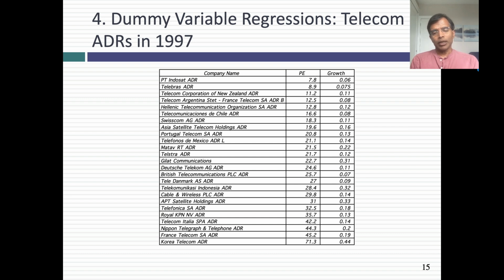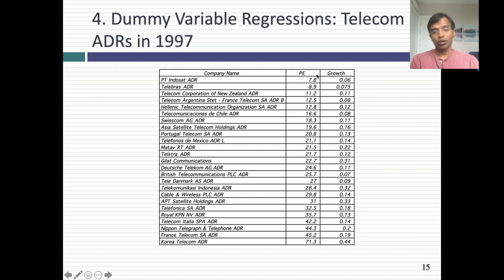This was from an analysis I did a long time ago in the late 90s. I was looking at telecom companies globally that had ADRs listed in the US. So these are foreign telecom companies listed in the US. And the advantage of having these ADRs is the earnings are measured using US accounting standards. So these PE ratios should be comparable. Now, the general rule in PE ratios is lower PE ratios suggest cheapness.